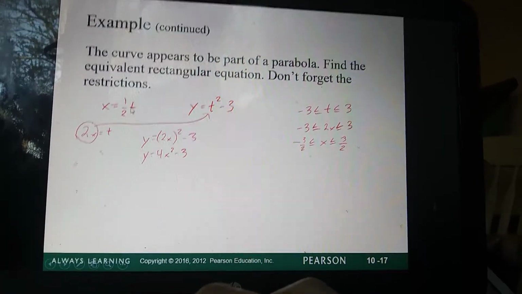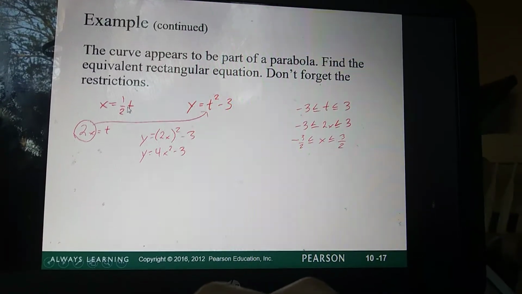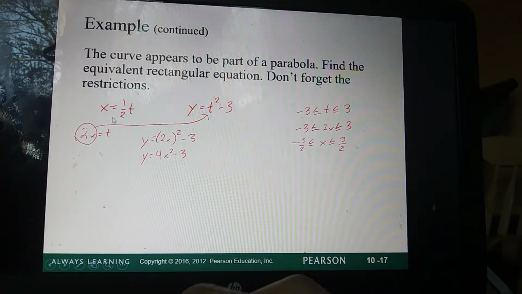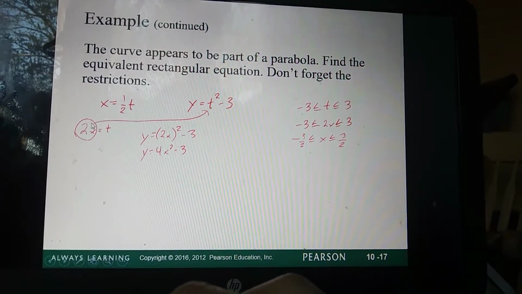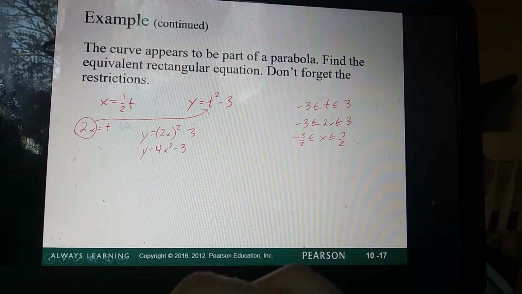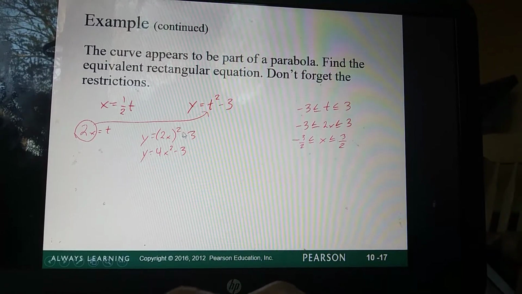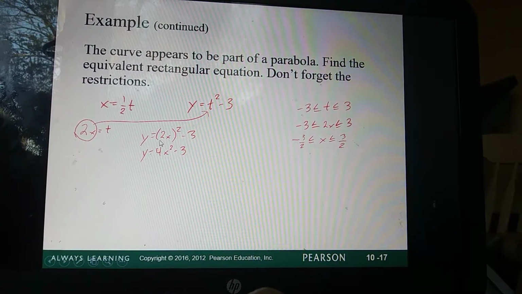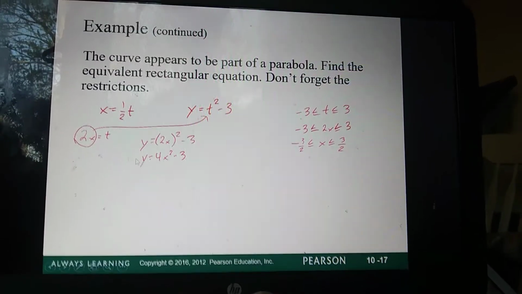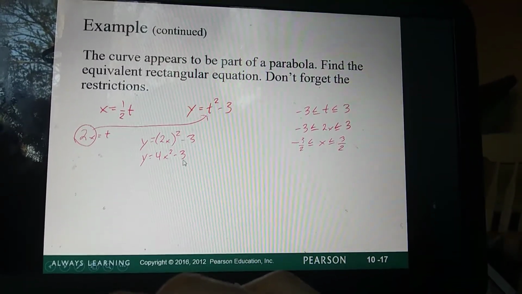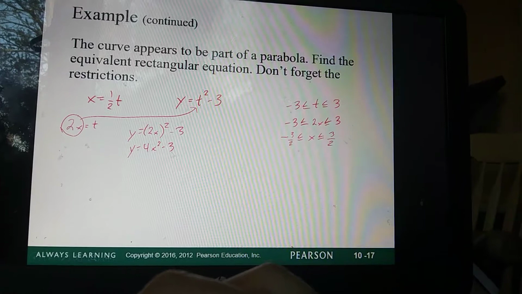The first thing you do is solve one of them for t. In this case, it's easier to solve for t in terms of x. So we have 2x equals t. We plug that in for t, and now we have an expression for y in terms of x. When we're all done, we're done. This is our expression, and this is showing us that parabola you just saw in the previous picture.